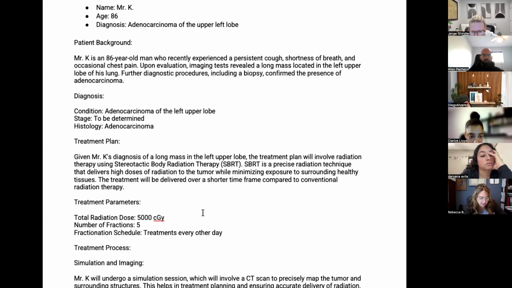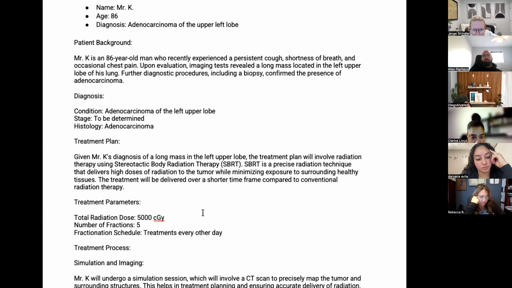Given Mr. K's diagnosis of a lung mass in the left upper lobe, the treatment plan will involve radiation therapy using stereotactic body radiation therapy, SBRT. SBRT is a precise radiation technique that delivers a high dose of radiation to the tumor while minimizing exposure to surrounding healthy tissues. The treatment will be delivered over a shorter time frame compared to conventional radiation therapy.